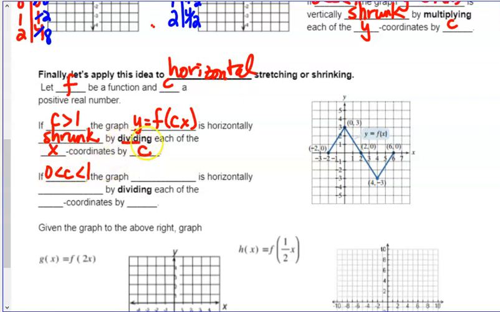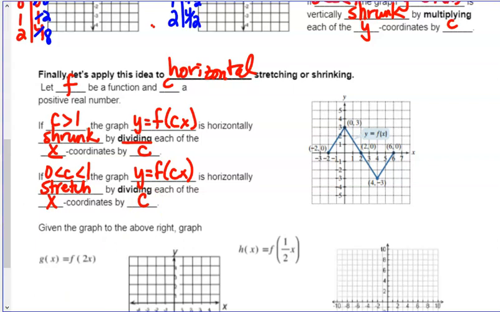So now there's two things. We're dividing now the x coordinates. Instead of multiplying the y coordinates by c, we are dividing the x coordinates. So that's why this one's a little bit different. Now, if we have y equals f of cx, when our c is between 0 and 1, now we are going to horizontally stretch. So these are actually different. They are opposites from when we were doing the vertical shrinking and stretching. So we're going to stretch that by dividing each of the x coordinates by c.